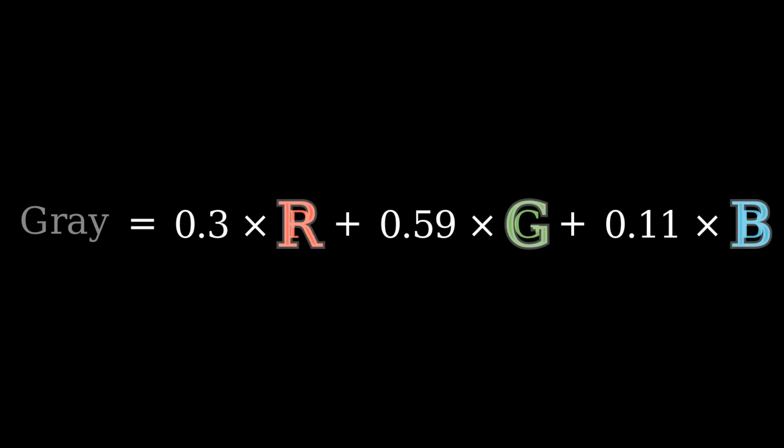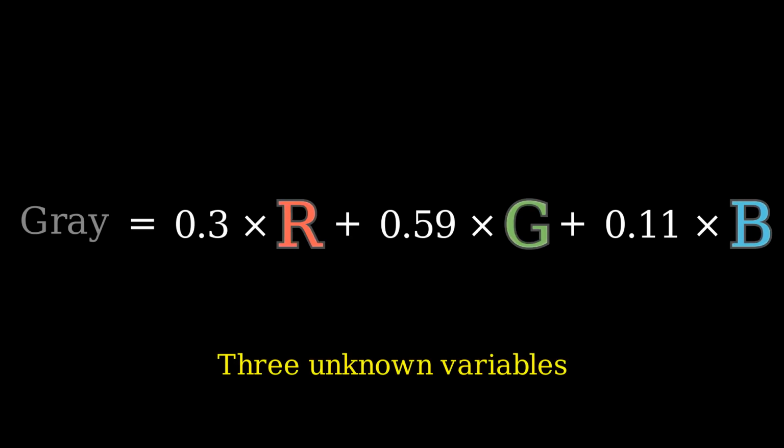Algebraically, we can immediately see the issue. We have one equation with three unknown variables, r, g, and b, so there is no unique solution except at the extremes of 0 and 255. For a given grayscale value, there is an entire family of r, g, b combinations that satisfy the equation.